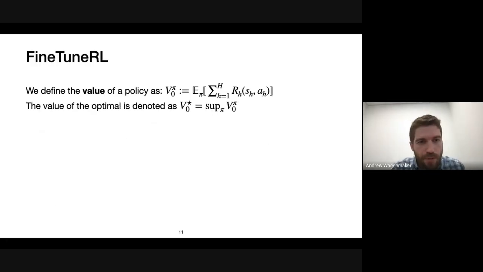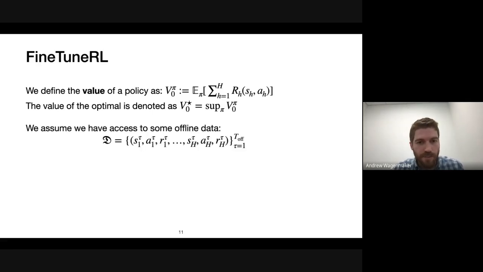Just a few notational things. We'll define the value of a policy as V naught pi. This is simply the expected reward for policy pi. V naught star denotes the value of the optimal policy. And we'll make the assumption that we have access to some offline data set, call it D, that has T off trajectories in it. We just assume that this data set was collected on our MDP that we care about. We're not going to make any other assumptions on it. It could be collected by a good policy, a bad policy, whatever. In fact, the results in the paper don't even require full trajectories. It can be arbitrary samples, as long as they're generated on our true MDP.